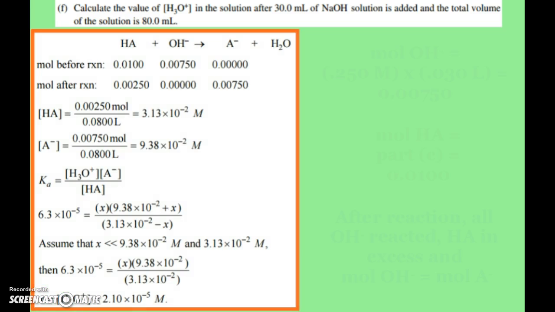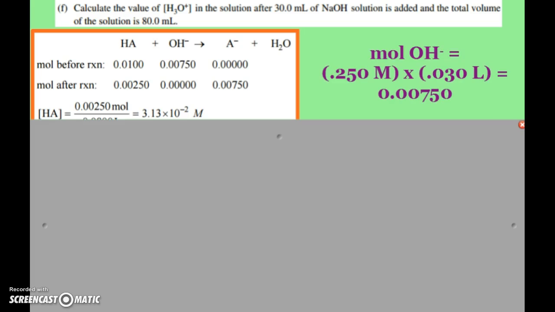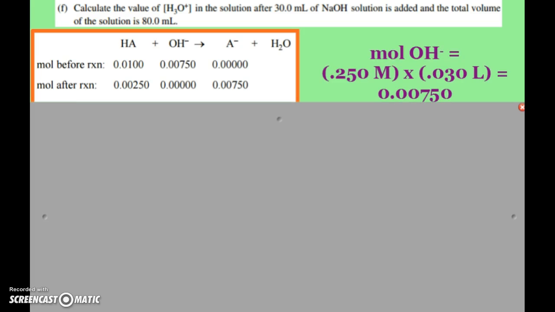All right, and let's just look at this first part. Okay, so we have our reaction. The acid plus hydroxide makes the conjugate base and water. We don't need to involve water here. So the first thing we see is our moles before reaction, and that we calculated earlier. We have 0.01 moles of our acid, and before our reaction starts here, we have 0.00750 moles of hydroxide. Where the heck did I get that? Okay, and you can see it right over here.